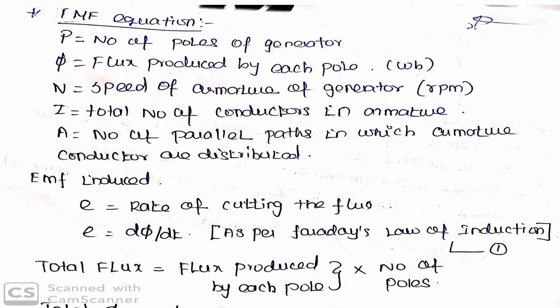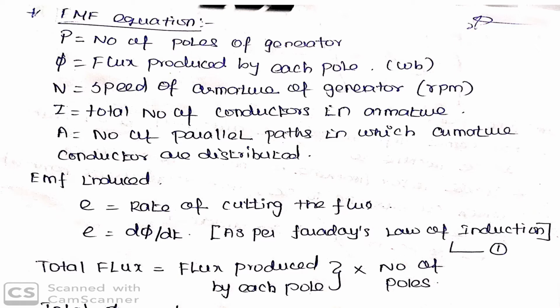So, the EMF equation. As we all know, induced EMF is equivalent to the rate of change of flux. So E equals dΦ/dt, that we know already, which comes from Faraday's law of induction. Now we want to find the total flux. Total flux equals the flux produced by each pole multiplied by the number of poles. The flux produced by each pole is φ, and the number of poles is P.